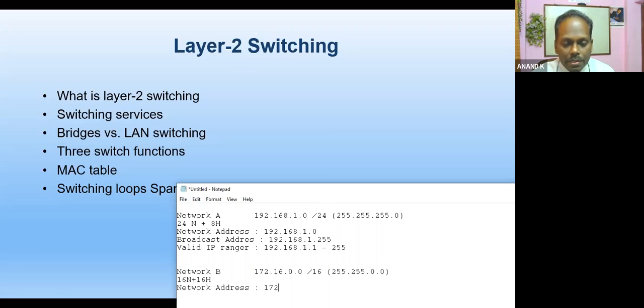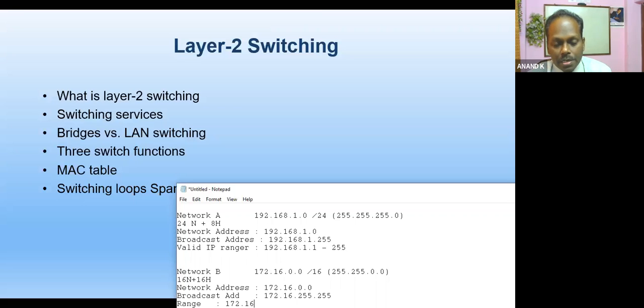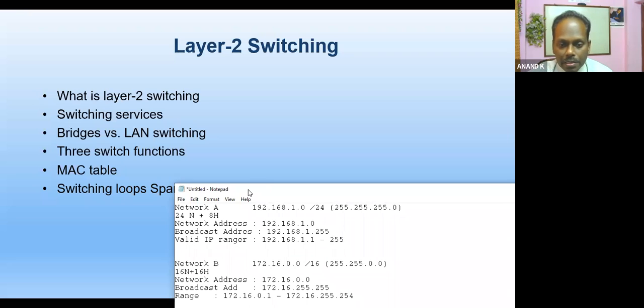Here the network address is 172.16.0.0. The broadcast address is 172.16.255.255. This is my last address. And the range is 172.16.0.1 onwards to 172.16.255.254. This is how you need to understand it.